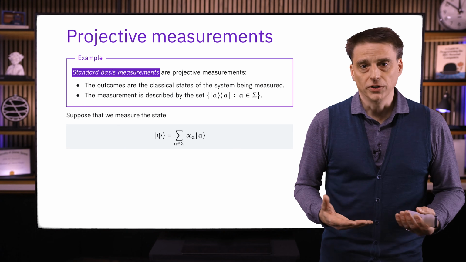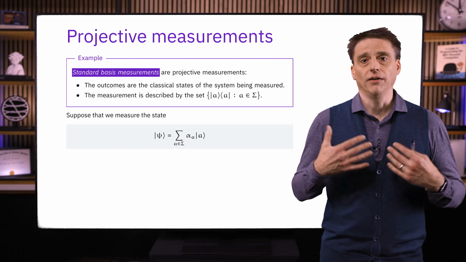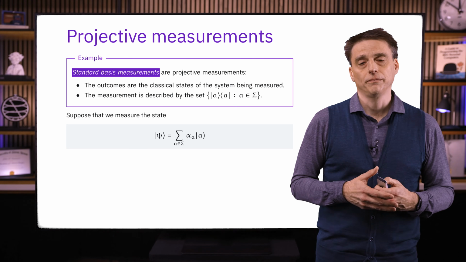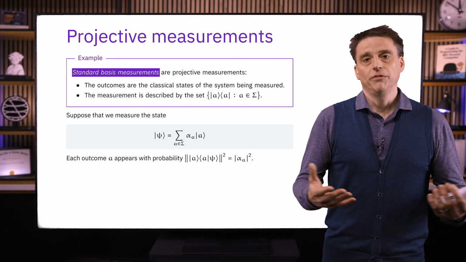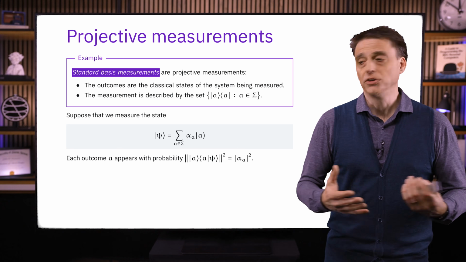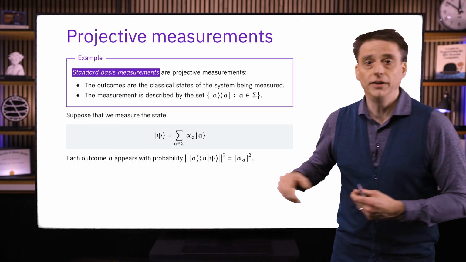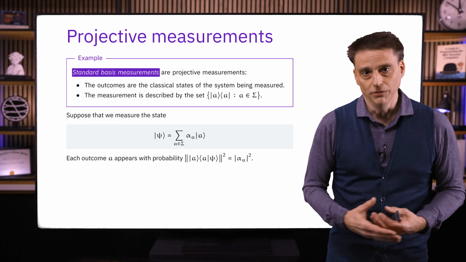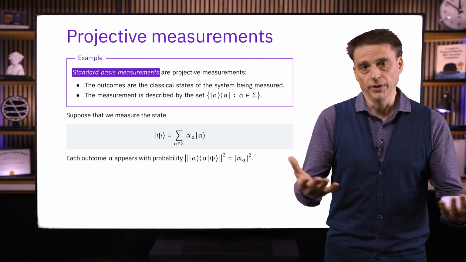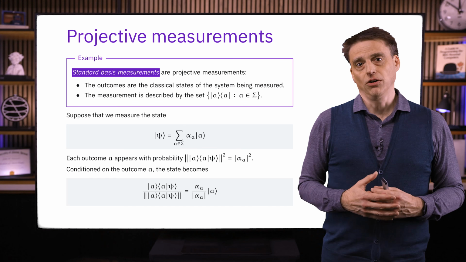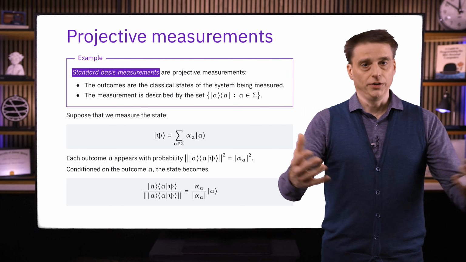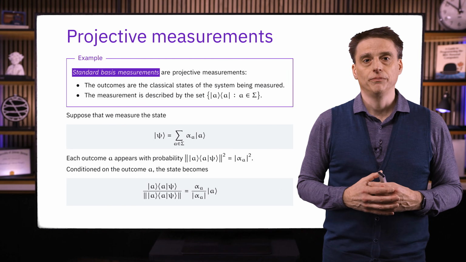To see how this works in a little bit more detail, let's suppose that we have some arbitrary state that's written in the form that you see right here. The probability for the measurement to yield the outcome A, according to the description from a moment ago, is this value right here, which is equal to the absolute value squared of the corresponding entry of the vector psi, which is what we expect. Conditioned on the outcome being A, the state of the system becomes this, again according to the description from a moment ago.